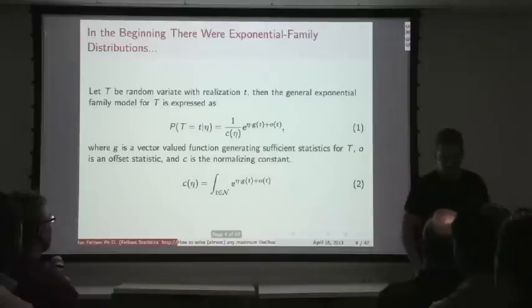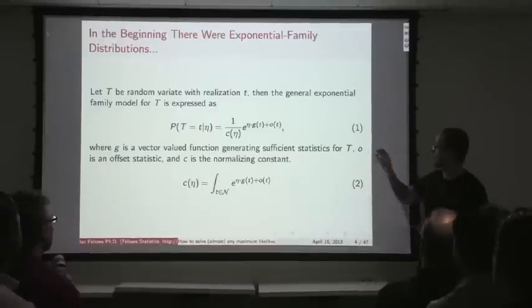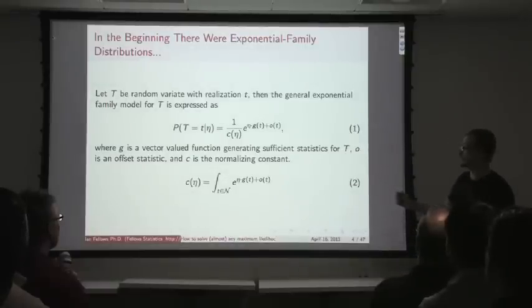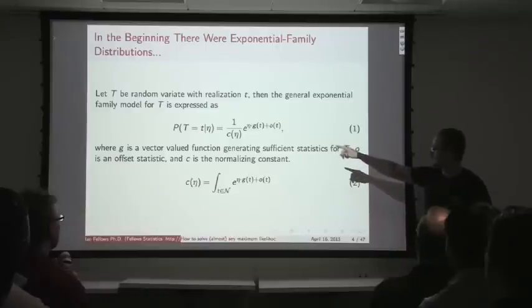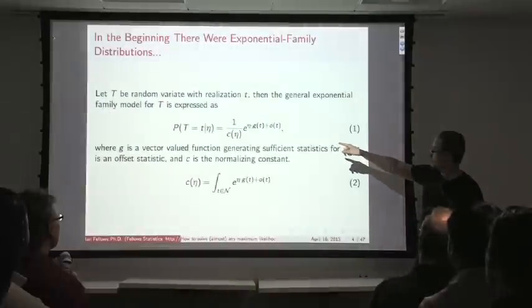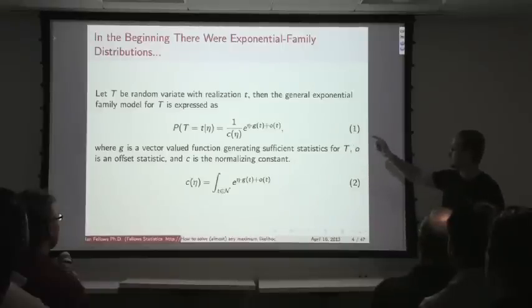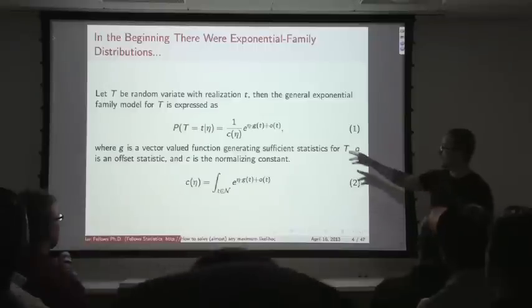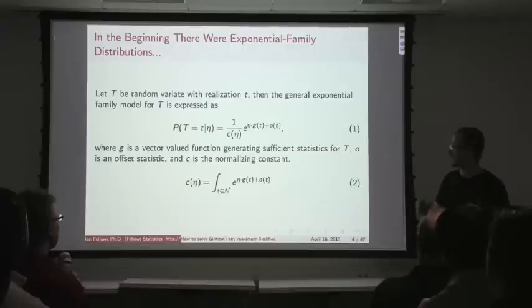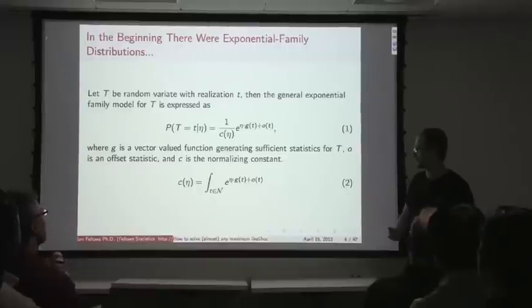Okay, exponential families. Exponential families are everywhere in statistics and machine learning. Basically, if you have t, a random variable, and this can be massively multivariate, it has to fit into this functional form, which is e to a parameter set eta times g, which is a vector valued function of statistics, plus o, which is an offset term. And then you have a normalizing constant c. And that normalizing constant is made such that the whole probability distribution sums to 1. So that's what you need to have a probability distribution.